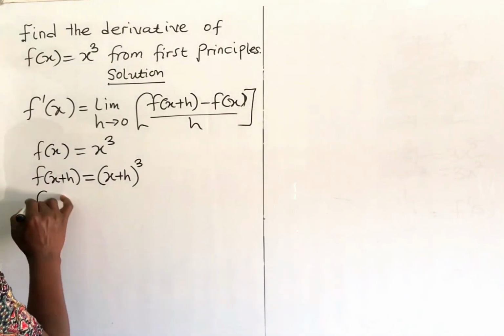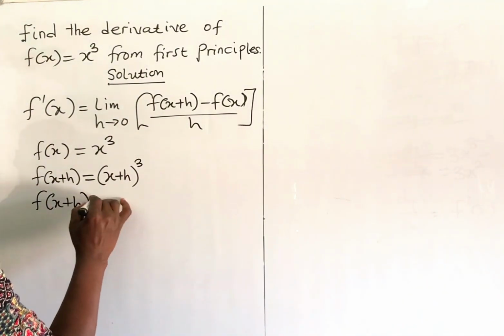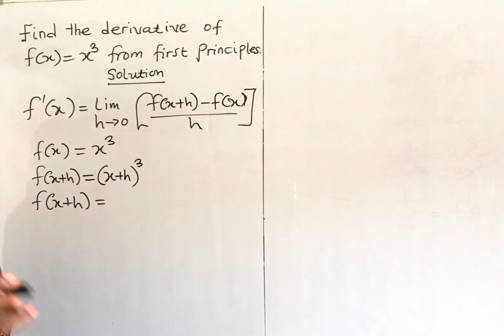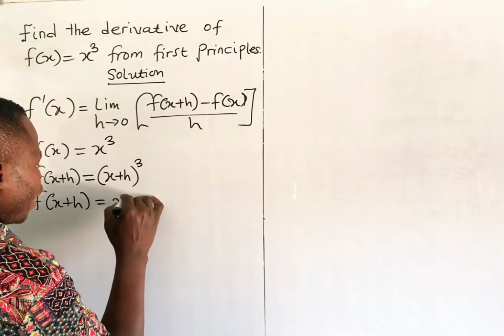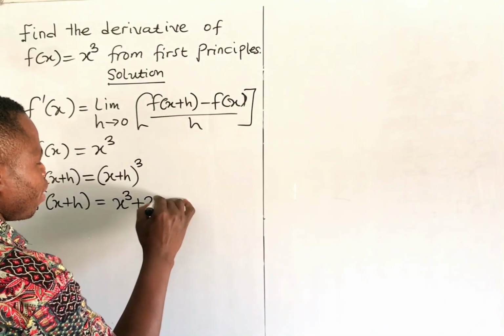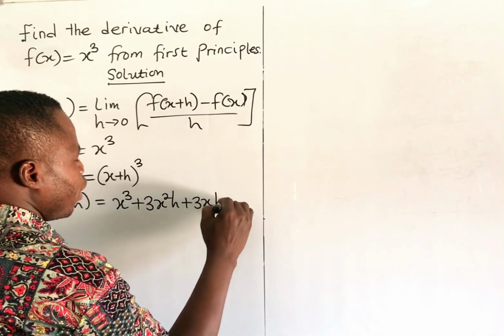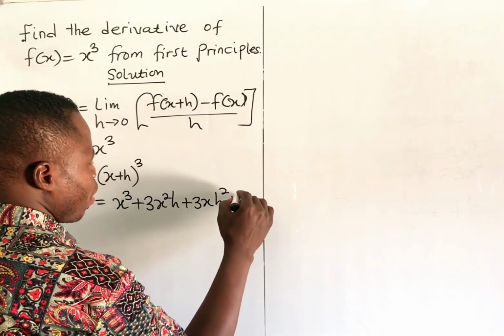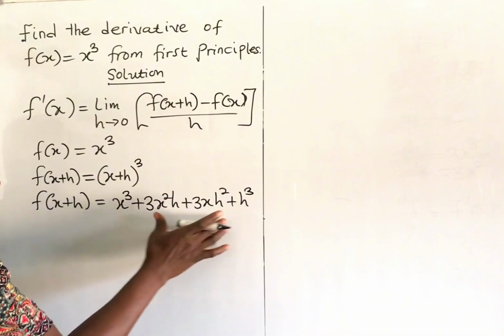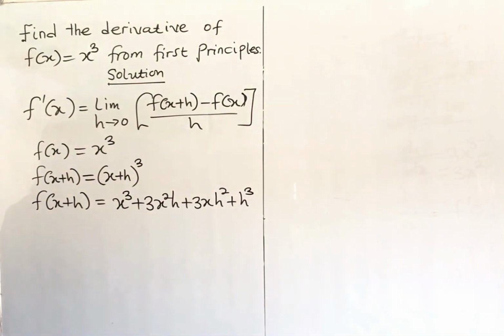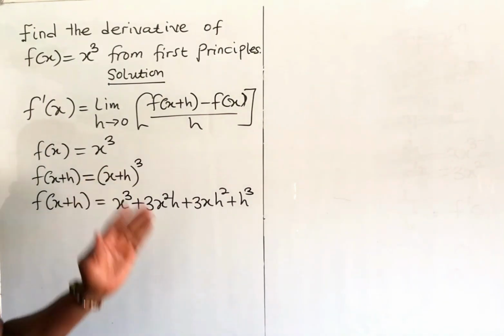So that means that using binomial expansion, that is Pascal triangle, f of x plus h will be equal to x plus h all to the power 3. And the expansion will be x cubed plus 3x squared h plus 3x h squared plus h to the power 3. When you expand this, you get this. You know, for the third power using Pascal triangle, the coefficients are 1, 3, 3, 1. So this is the expansion.